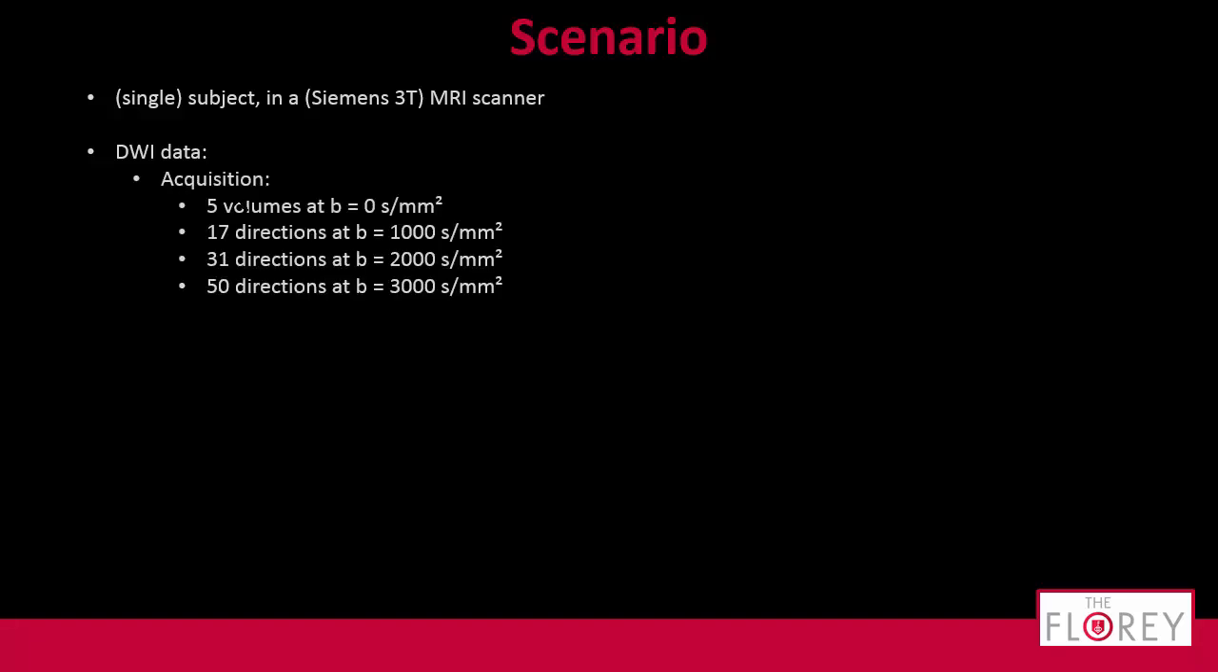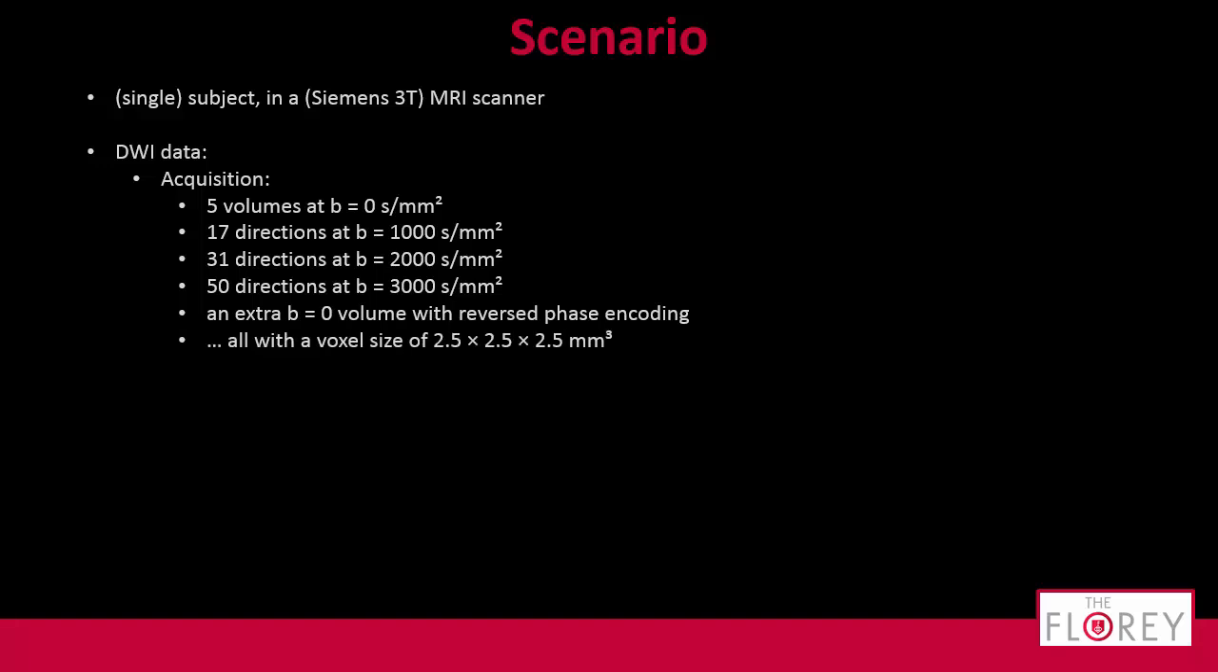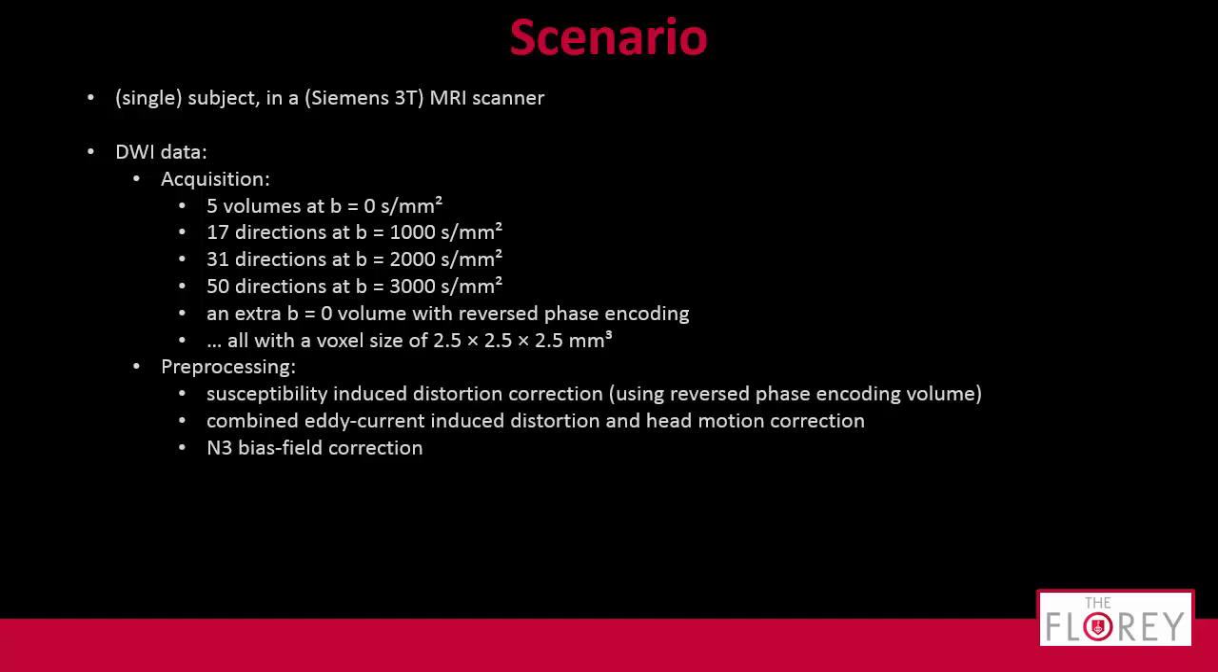So, everyday scenario here: put a subject in a scanner, acquire some DWI data, that's what all of you should be doing. Some nice multi-shell data. We also acquire an extra B0 volume because we can use it for correction, highly recommended. And okay, voxel size, not that good, but that's how we roll in this domain.